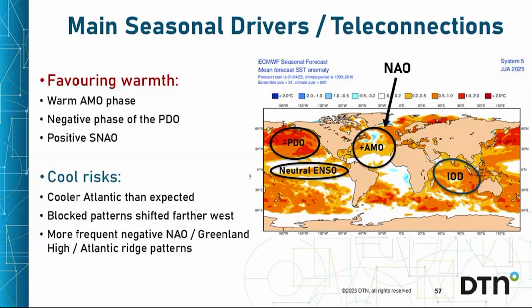The neutral ENSO should have low influence, but at least doesn't favor any cool or cold weather in general. Now, cool weather might be a risk if the Atlantic fails to stay as warm as expected, or if blocked patterns shift further west, which they might temporarily do at times, as we saw in the subseasonal outlook. The risk is that this becomes more persistent, or if we see a negative NAO, Greenland high pressure or Atlantic ridge more often.